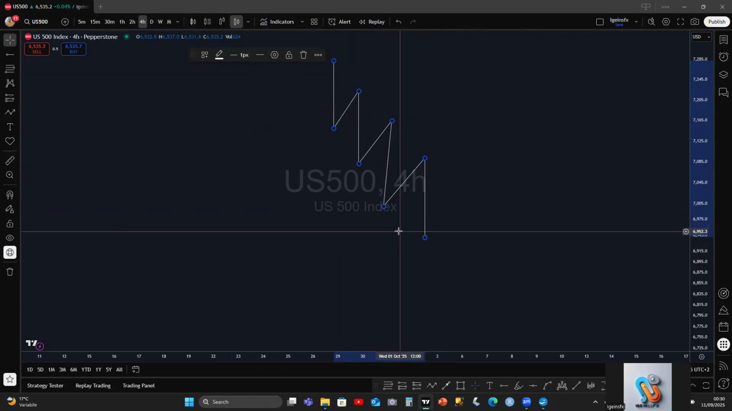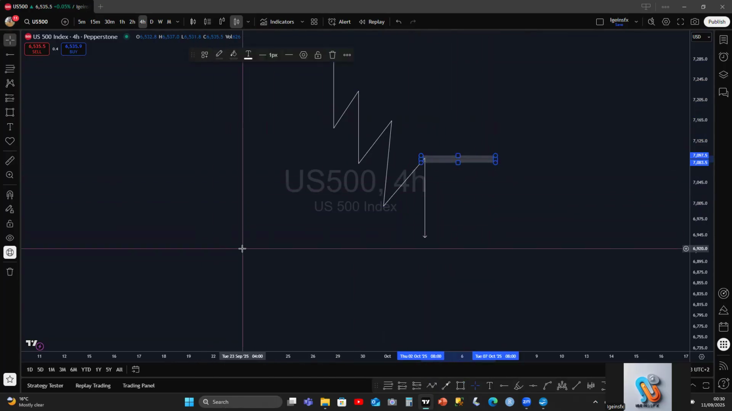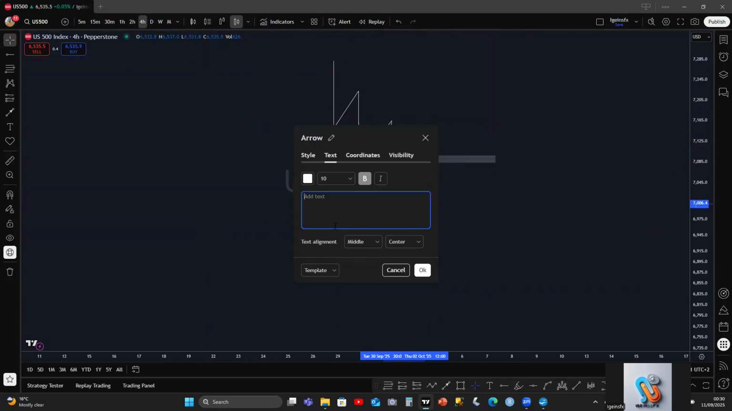What do we need to do now? We are waiting for price here. All right, waiting for price here. We look for that candle that causes a break of structure to the downside. So what happened here? This is a break of structure.